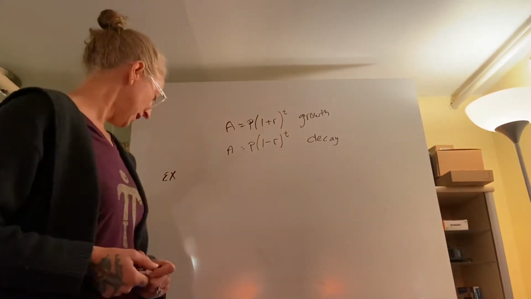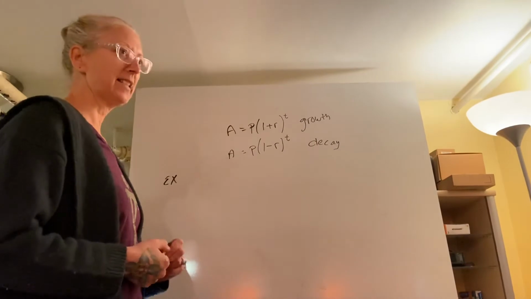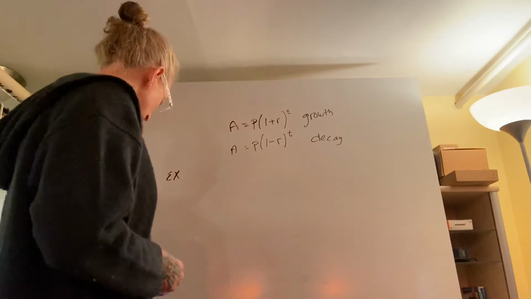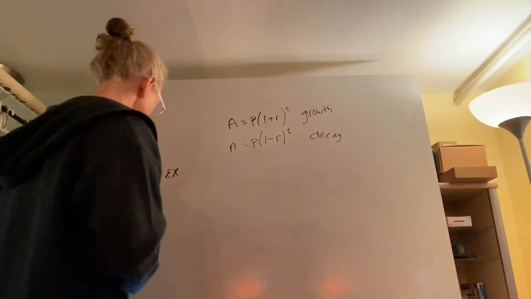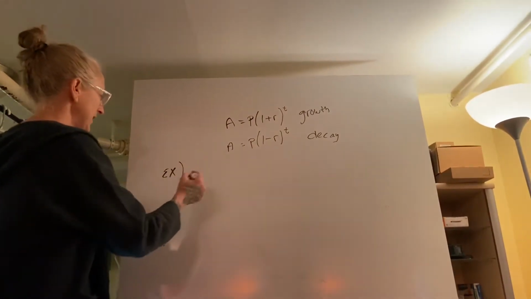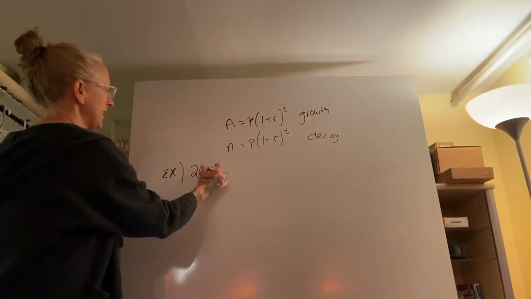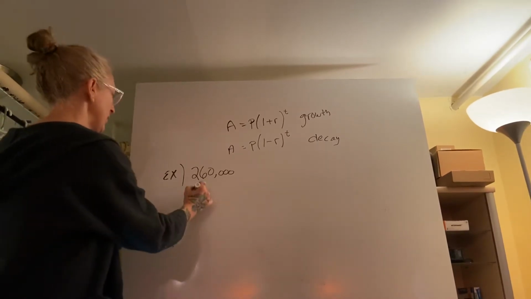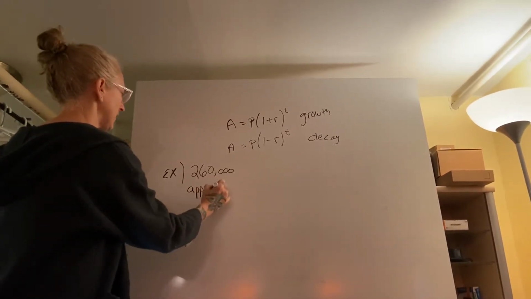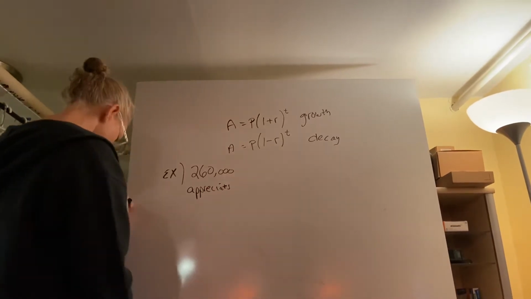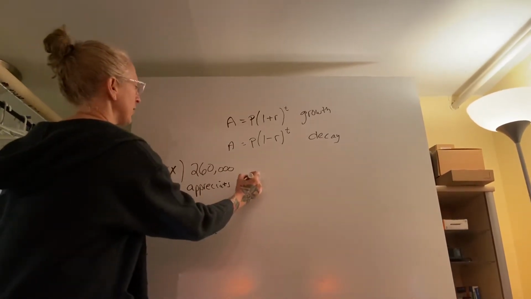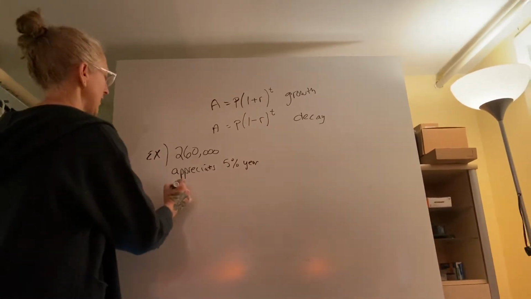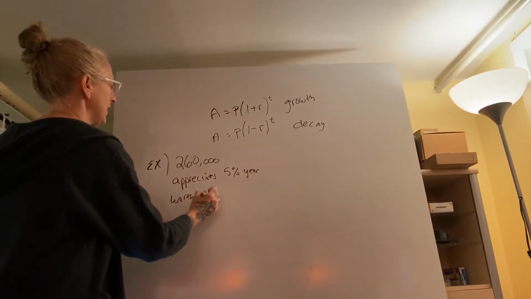The first question has to do with house prices and what the final amount you're going to owe is. So I'm going to do something similar. Let's say you buy a house, and in this case, for our example, I'm going to say the house is worth $260,000. So that's the cost of the house, and it appreciates at a rate of, let's say, 5% per year. How much is the house worth in 10 years?